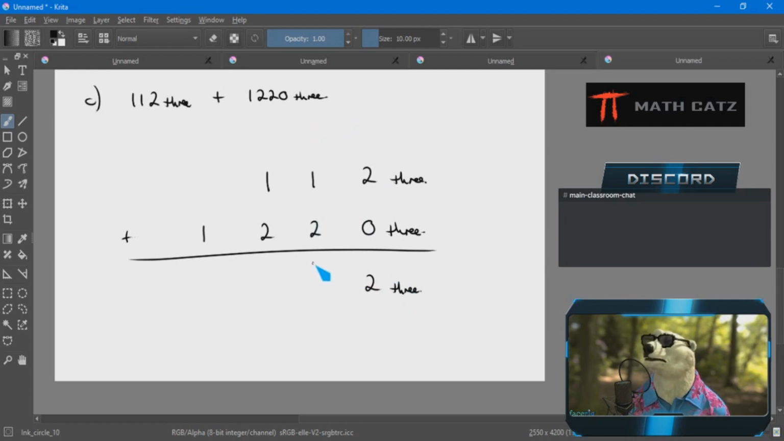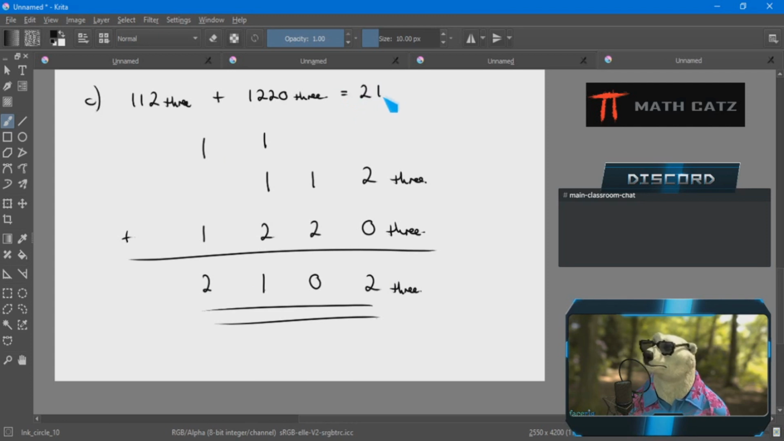Next column, 1 plus 2 is one group of 3 and nothing left over. Next column, 1 plus 1 plus 2 is 4. That's one group of 3 and 1 left over. Last column, 1 plus 1 is 2. Done. 2102 base 3.